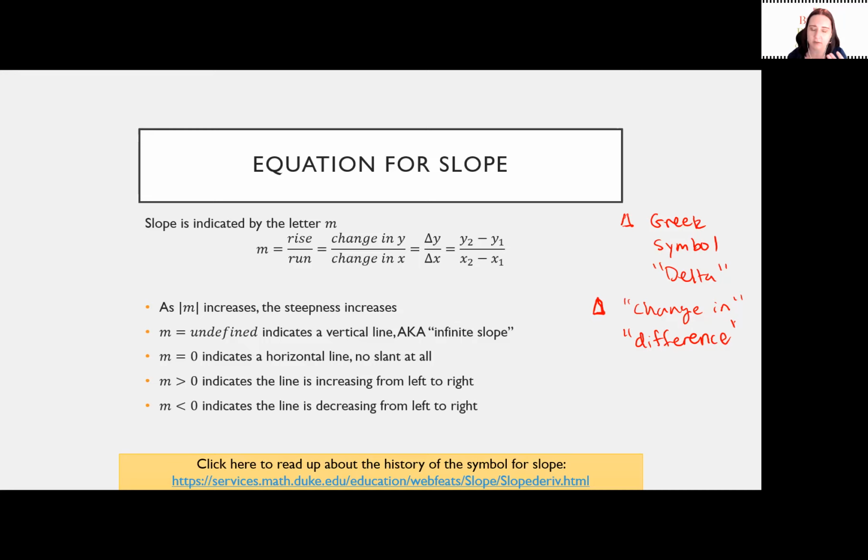And then, if your slope is greater than 0, that means you're increasing as you go left to right. Just like we read books, everything we do is left to right. When we're looking at lines, we're going left to right. So increasing means it's going up as you're going left to right. That's a positive slope. And a negative slope is when you're going down as you move from left to right.